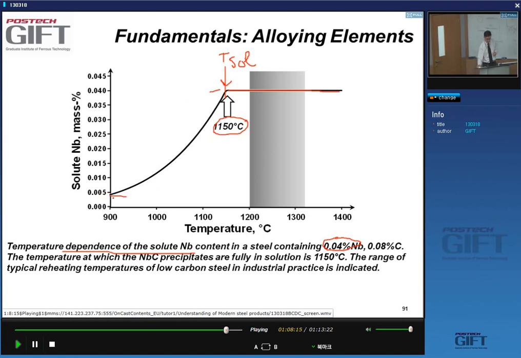If I were to plot further, because this is austenite, below 900 I have ferrite, then the solubility would actually, on this scale, drop to almost zero, yes? So during the transformation, there is a surge in precipitation of the niobium.